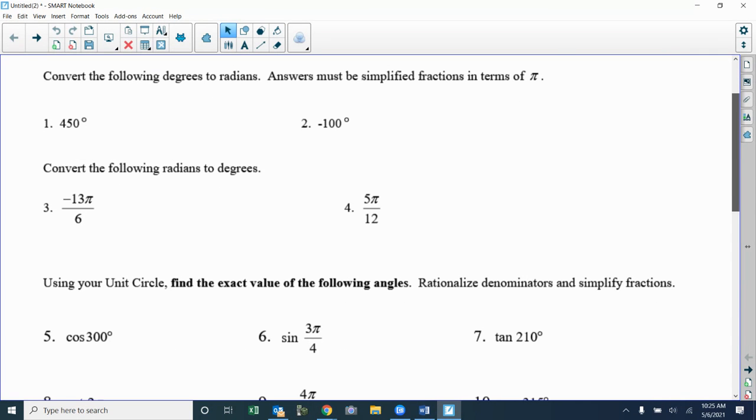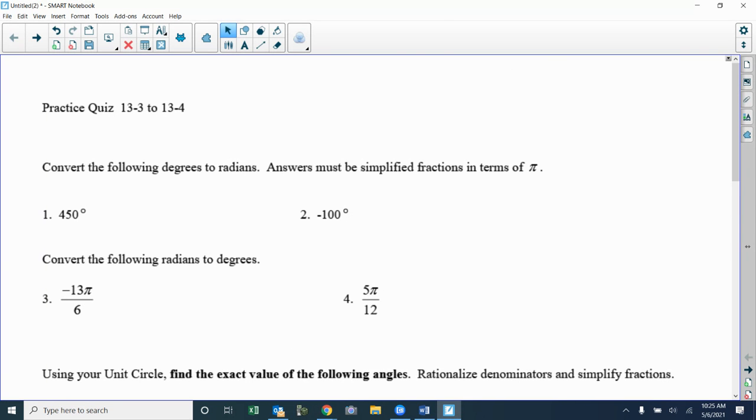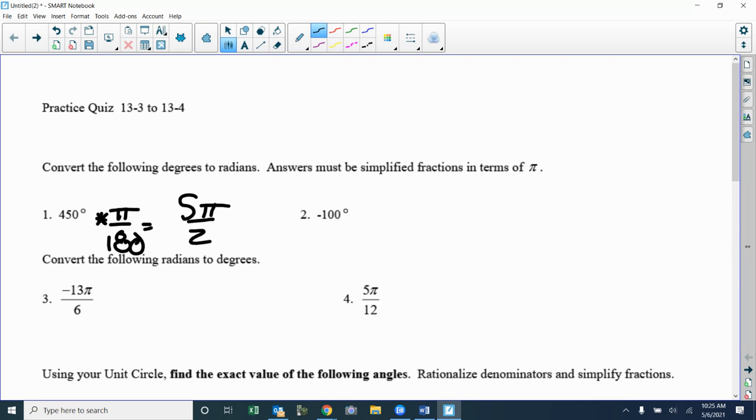These degrees to radian problems should be pretty straightforward for you. You are going to multiply here by pi over 180. Keep your pi there. This is going to be 5 pi over 2. Even though these aren't our perfect triangle ones that we have on our unit circle, that's okay. This is going to be pi over 180 again. Simplifying negative 100 over 180, you're going to get negative 5 pi over 9.